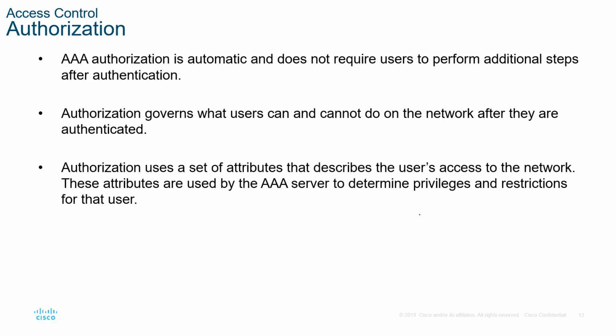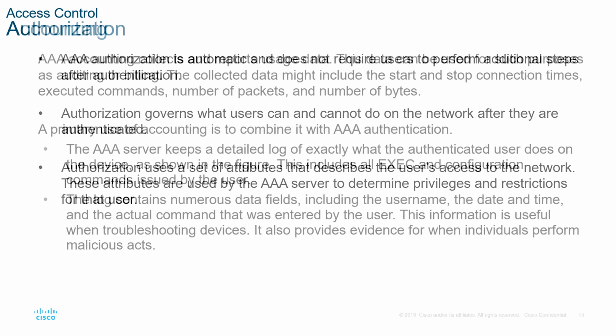Authorization is automatically figuring out what you're allowed to do, so that once you're authenticated, you can be given the rights that you need to do whatever you need to do. Authorization governs what the users can and cannot do after they've been authenticated. Authorization uses a set of attributes that describe the user's access to the network, and these basically are the privileges and restrictions for that user.